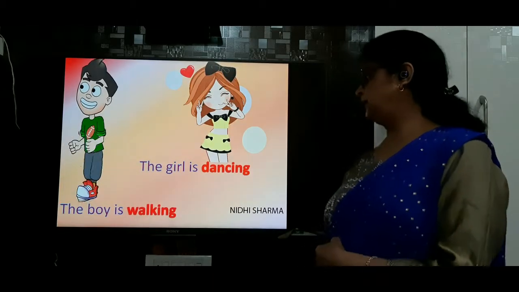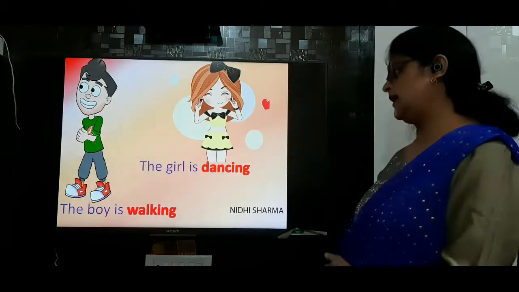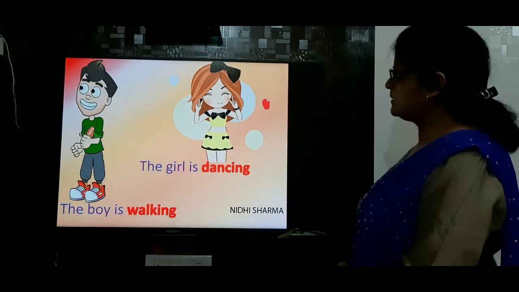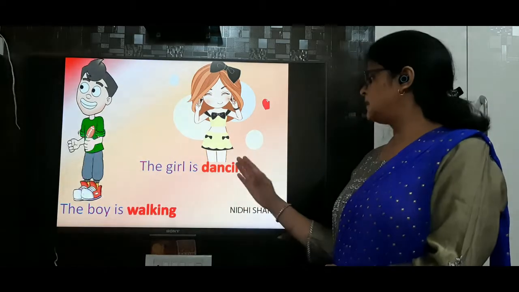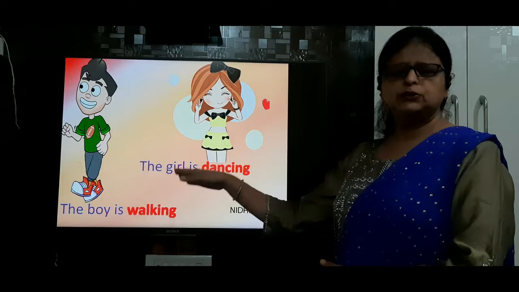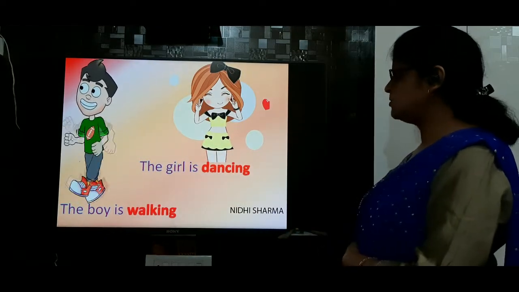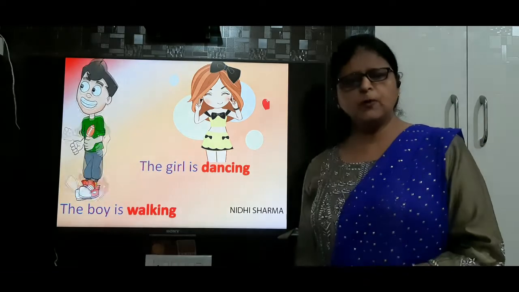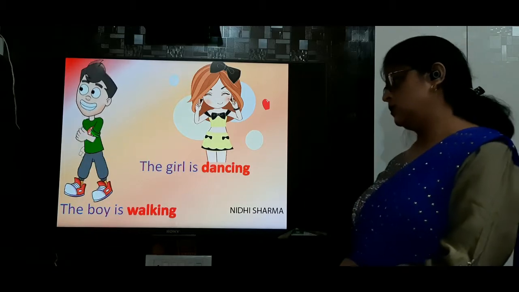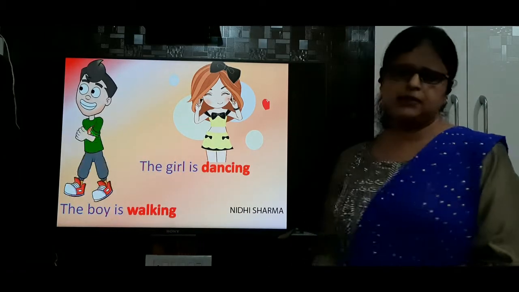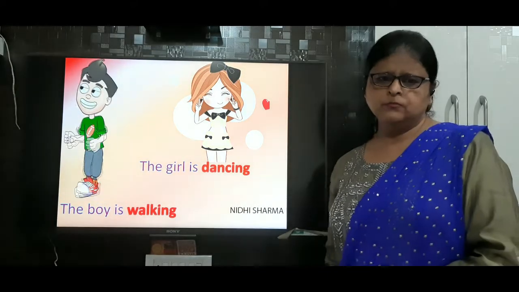Now see another example here, the girl is dancing. In this sentence, the girl is the subject and dancing is the verb, as the action is done by this girl. So the girl is the subject and dancing is the action. So dancing is the verb in this sentence. Now the next example, the boy is walking. So who is the subject here? Again, the boy is the subject and walking is the verb.